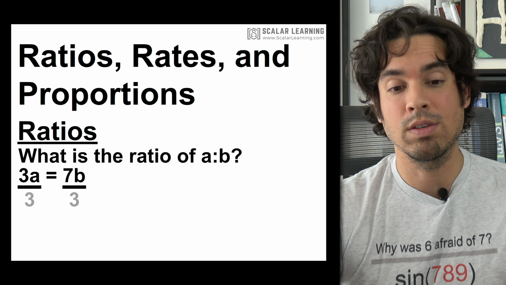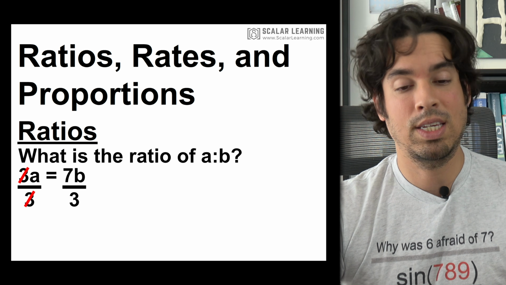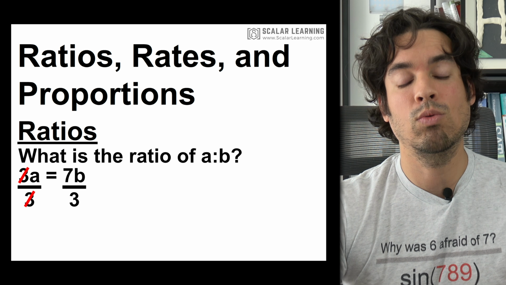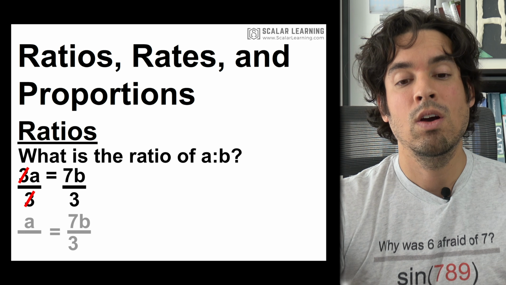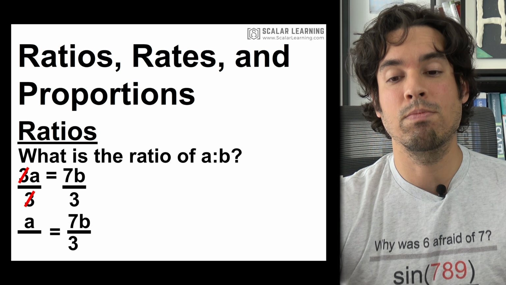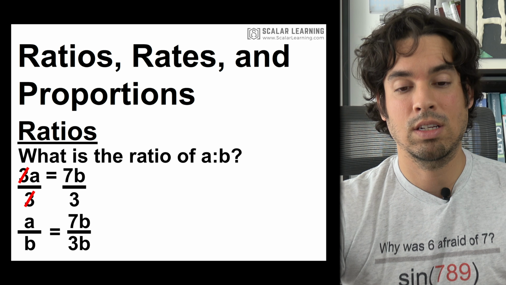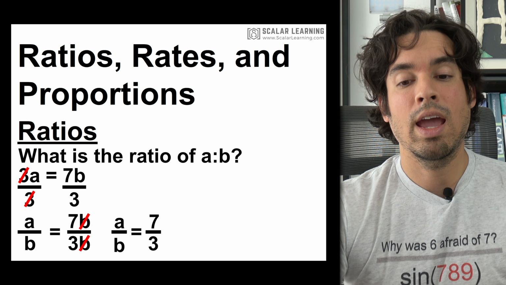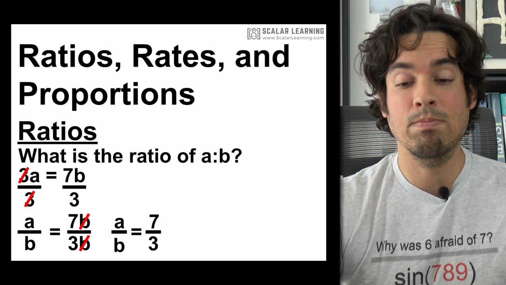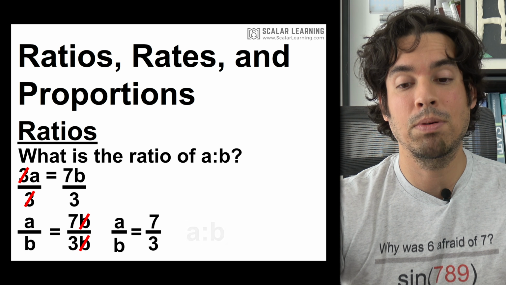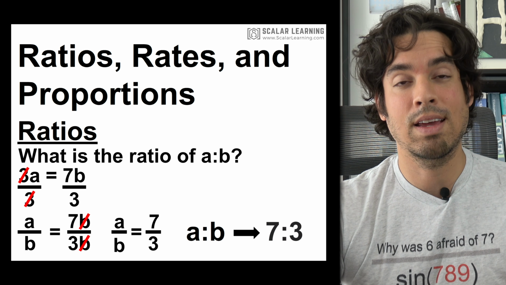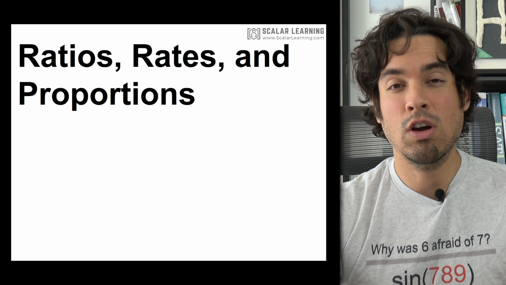So what we do is we divide both sides by 3, right? We cancel out those 3's. Now we have A equals 7B over 3. Okay, in the next step, we wanna get A over B. So now we're going to divide both sides by B. And again, canceling out the B's on the right side. And now we've got A over B is 7/3, which means that my ratio of A to B is simply 7 to 3.